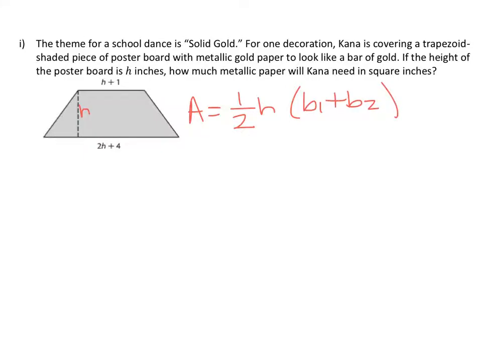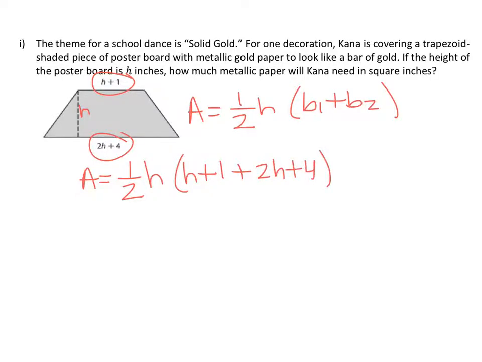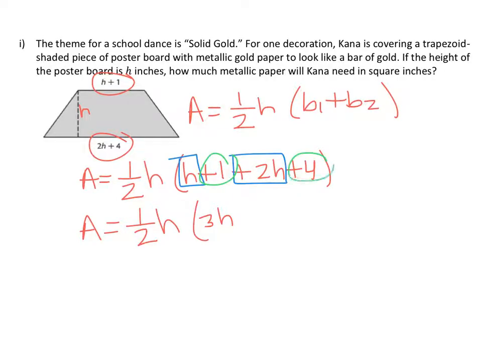The height is just h. It doesn't matter which one you name base 1 or base 2. So I'll just name h plus 1 base 1 plus base 2, which is 2h plus 4. The order of operations dictate I should do what's in the parentheses first, whatever I can at least. So 1/2 height. I have some like terms. H plus 2h is 3h. And positive 1 and positive 4 is positive 5.